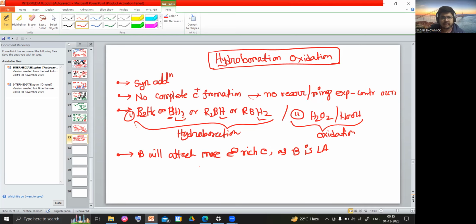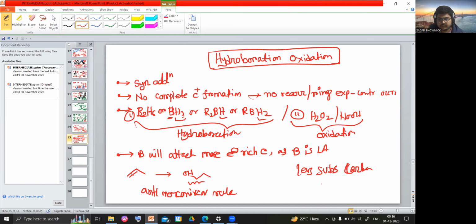Now in this reaction, what happens? Suppose one alkene is given; this alkene will be converted to alcohol. And here the anti-Markovnikov rule applies. That means OH is attached to the less substituted carbon. Suppose here is one methyl group.